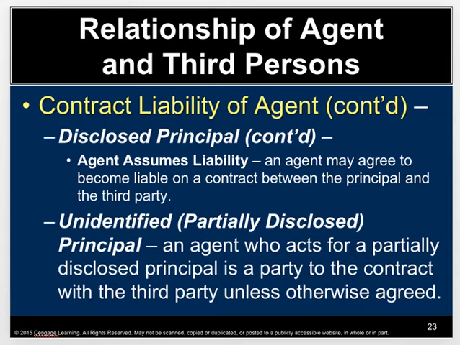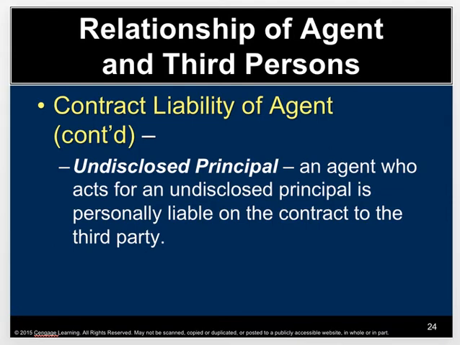If you have an unidentified or partially disclosed principal, an agent who acts for a partially disclosed principal is a party to the contract with the third party unless otherwise agreed. So what that means is that the agent then is going to be liable on that contract just like the principal. Now, you would have a right of indemnity, right, if that contract is authorized.